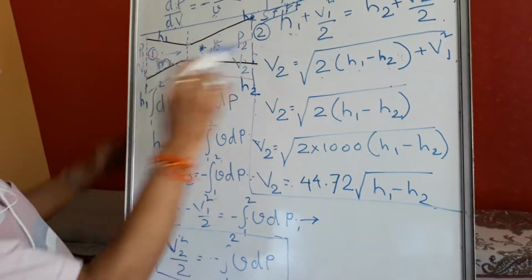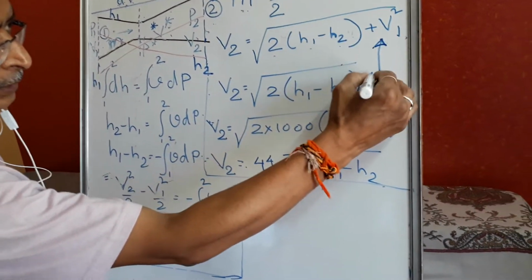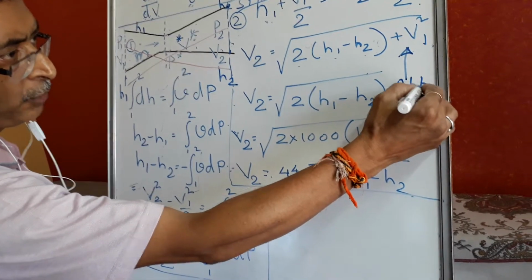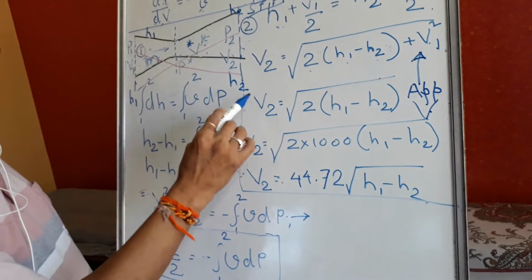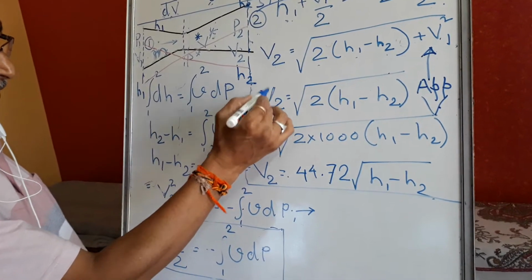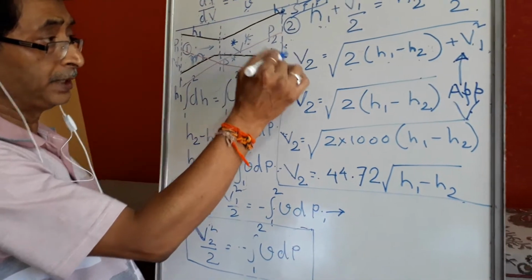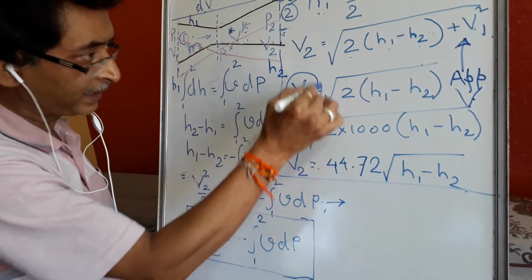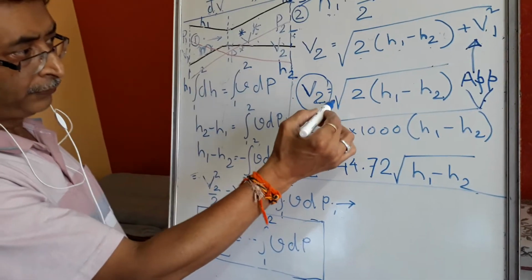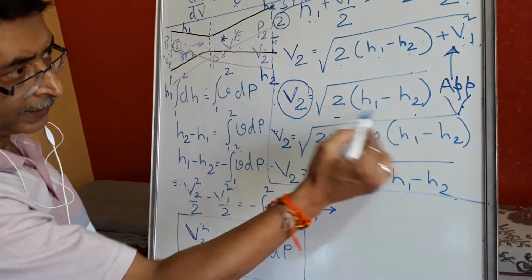Now what is V1? V1 is the velocity here. We call it the approach velocity or initial velocity. If we neglect it, then we can write V2, because the function of the nozzle is to increase the velocity. I am interested in the velocity at the exit, that is V2. Then V2 is equal to root over 2 (H1 minus H2) plus V square 1, and if we neglect this one, we can come to this.